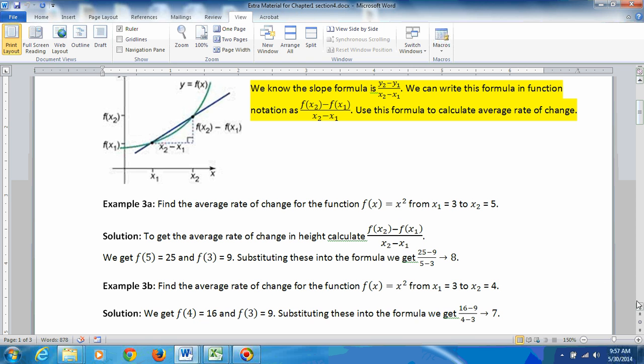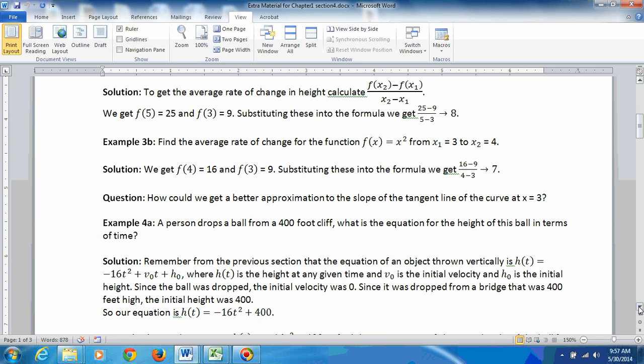So if you want to get the slope of the tangent line, then use 2 points that are extremely close together, like 3 and 3.01. So the closer the points are together, the closer the slope of the secant line will be to the slope of the tangent line at that point.